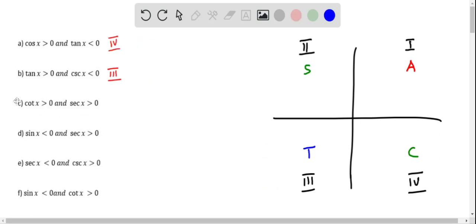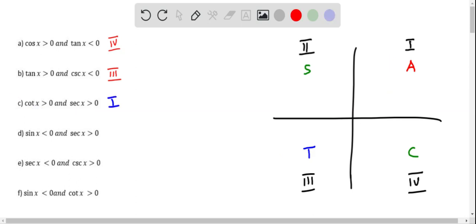We now do part C, that is, cotangent is positive as well as secant is positive. Cotangent is positive wherever tangent is positive. So tangent is positive in the third quadrant as well as in the first quadrant. And then secant x is positive wherever cos is positive. Cos is positive in the first quadrant as well as in the fourth quadrant. So we clearly see that only in the first quadrant is cotangent x positive as well as secant x positive. So the answer to this part C is quadrant 1.